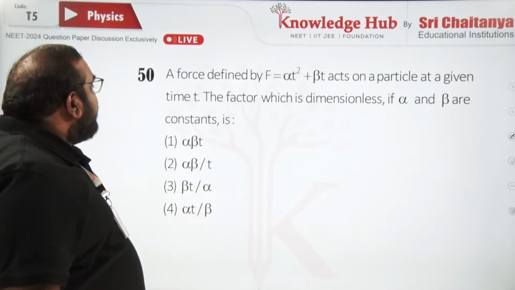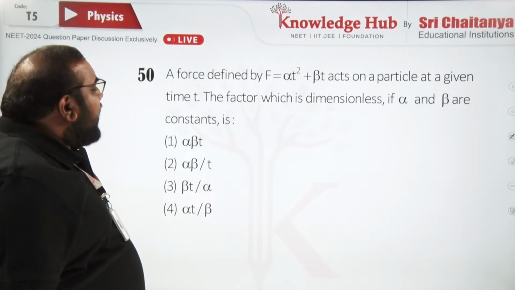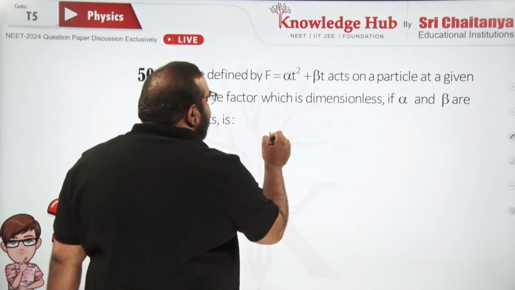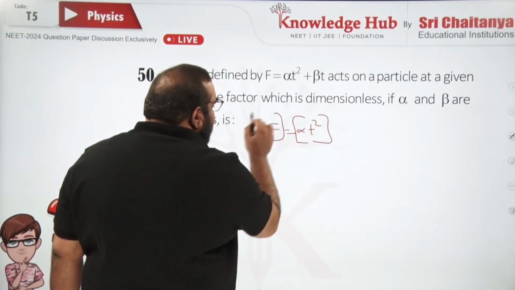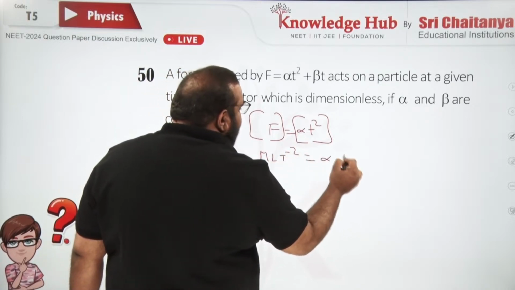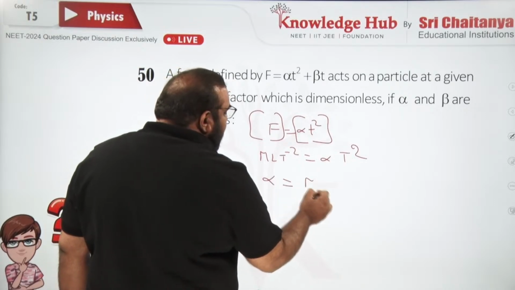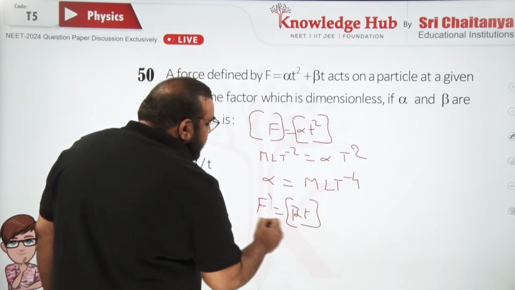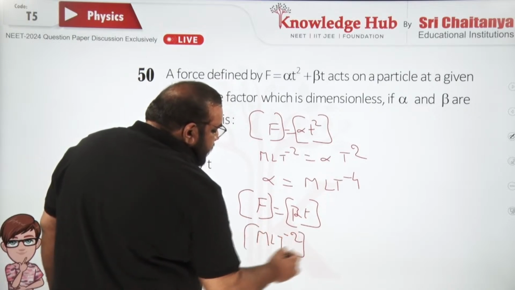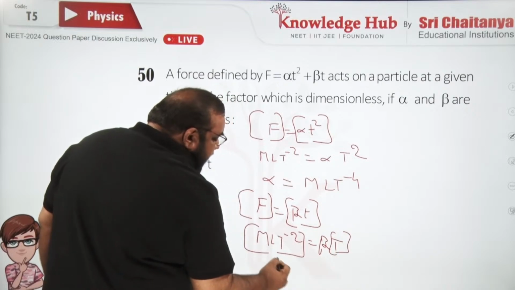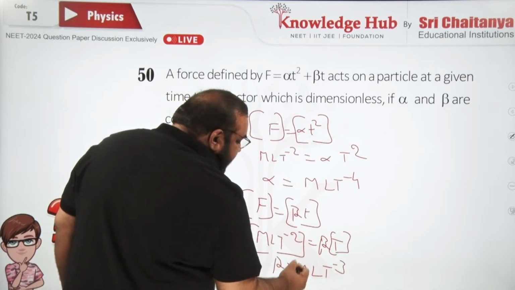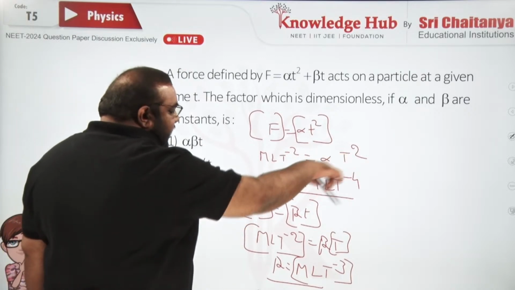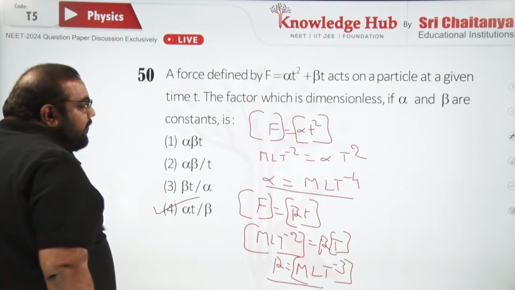50th question. A force is defined as F is equal to alpha t square plus beta t, and we have to find out which option is dimensionless. For that, let us use the principle of homogeneity. F is equal to alpha t square dimensionally, then M L T power minus 2 should be equal to alpha into t square. From this, the alpha dimensional formula is M L T power minus 4. Again by the principle of homogeneity, F is equal to beta t dimensionally, then M L T power minus 2 should be equal to beta into t. From this, the beta dimensional formula is M L T power minus 3. So for alpha and beta, we have T power minus 4 and T power minus 3. If I multiply alpha with t and divide by beta, it is dimensionless. So alpha t upon beta is a dimensionless quantity.